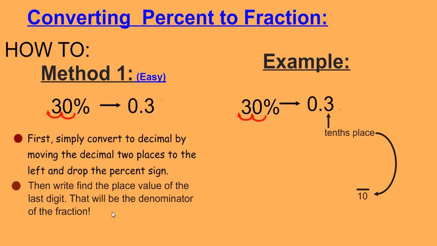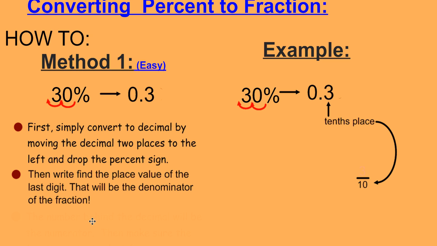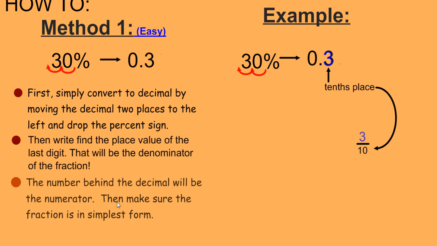Then write or find the place value of the last digit. So here the place value is the 10ths place, as you can see to the right here. And that's going to be the denominator, a 10. Next, the number behind the decimal will be the numerator. So we have 3 in this case, 3/10ths, and we write it just like that, 3/10ths.